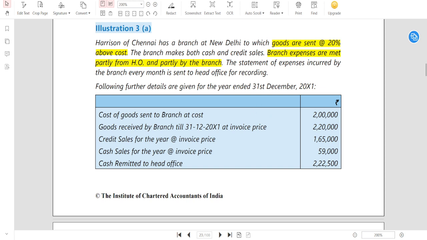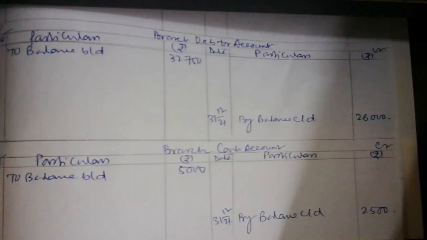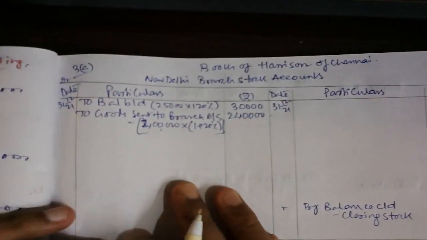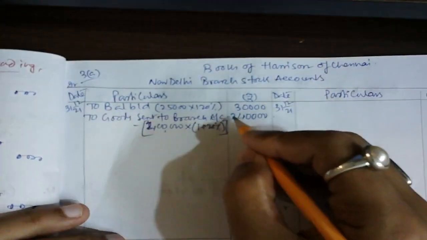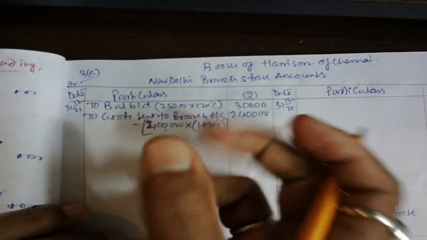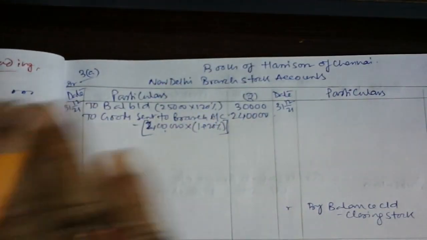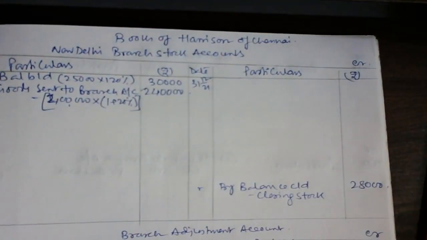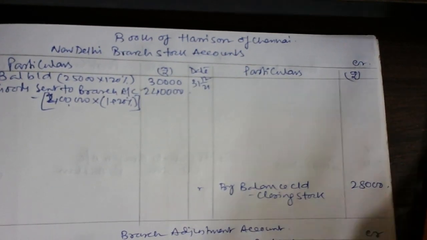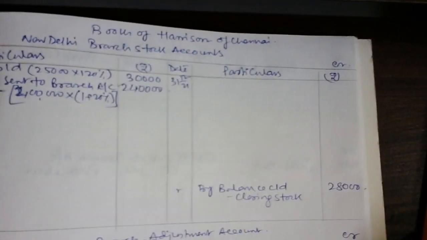See guys, now just check this. Sir, the cost of goods sent to the branch is 2 lakh, and when we convert this amount into invoice price, it will be 240. But see, till 31st December we have only received 220 at invoice price. Our invoice price is 240, but till 31st December we received only 220. It means 20,000 is in transit. The goods are in transit, sir. So we need to show the transit here.